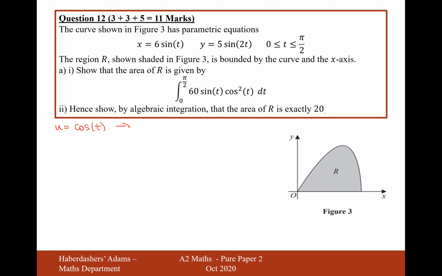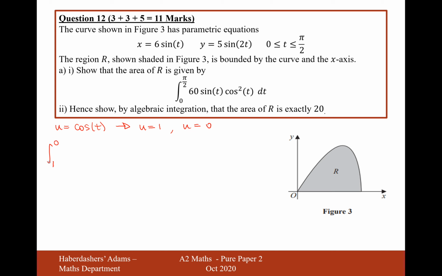Now, the first thing I'm going to do here is work out what my limits need to be. So when t is equal to 0, u is going to equal 1, and then my other boundary will be cos of pi by 2. Cos of pi by 2 is 0. So actually the integral is going to be in between, when I substituted in 0 I got 1, and then when I substituted in pi by 2 I got 0.